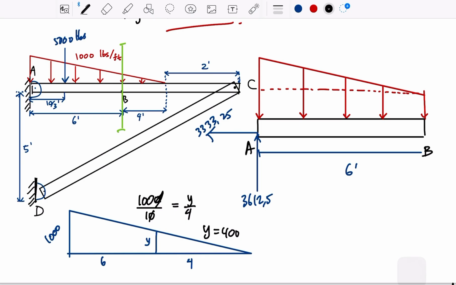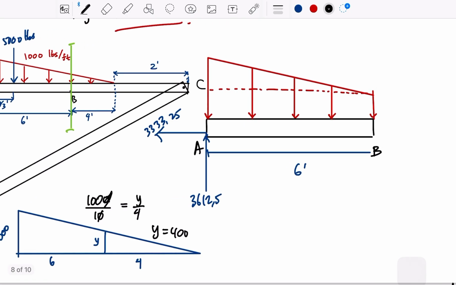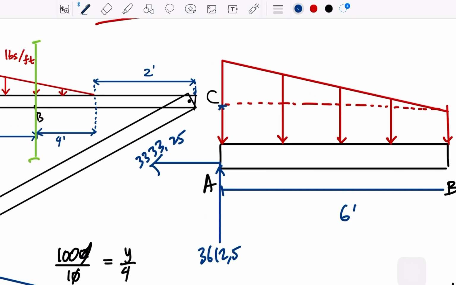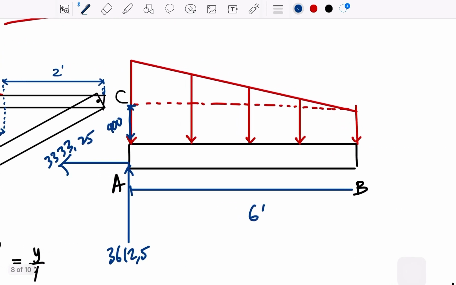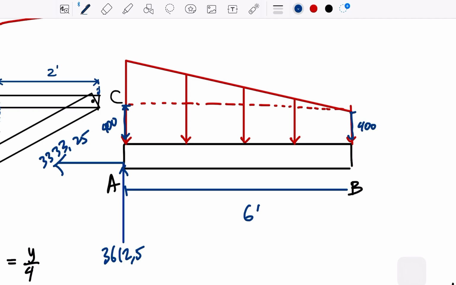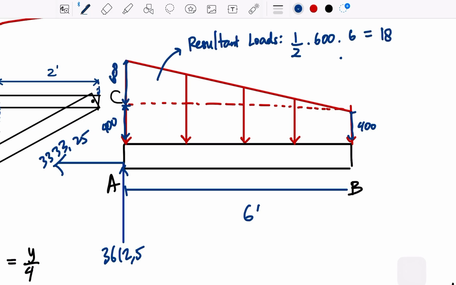So we take the load here, this one is 400, same here, 400, and this one here becomes 600. And this triangle, let's say the area is 600, or maybe it will be confusing if I say area. Let me say the resultant force, or resultant load. So half of 600, and then 6, right? So 3 times 600 is 1800.